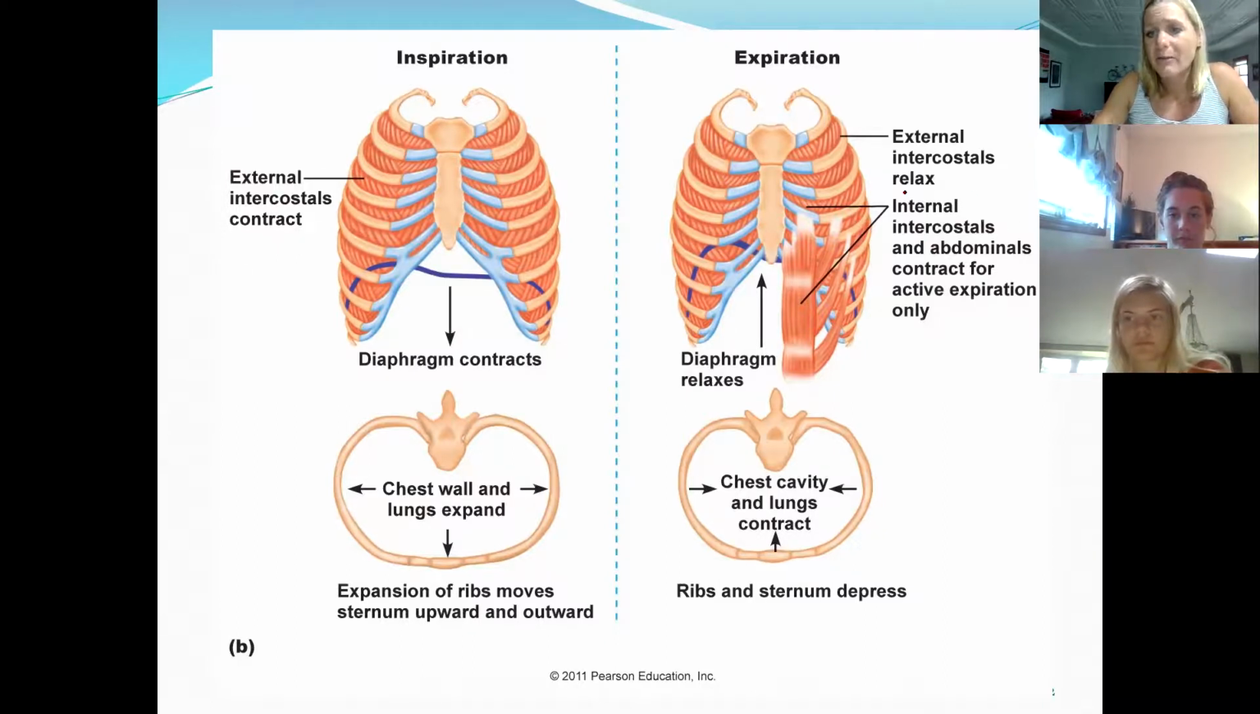So many people have very underdeveloped intercostals because they don't forcefully expire. They don't play an instrument. They don't run. They don't do any yoga or anything like that that would cause us to think about forcefully expiring.